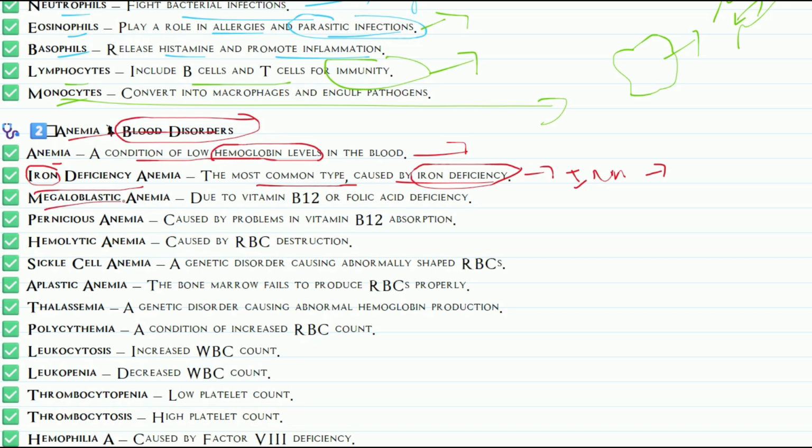Another we have megaloblastic anemia. This is due to vitamin B12 or folic acid, right? B9, we can say B9 is folic acid, and B12. So these two vitamins play an important role in causing megaloblastic anemia.